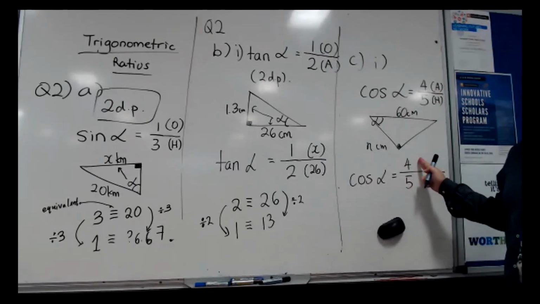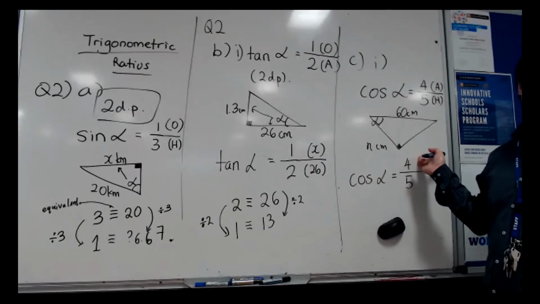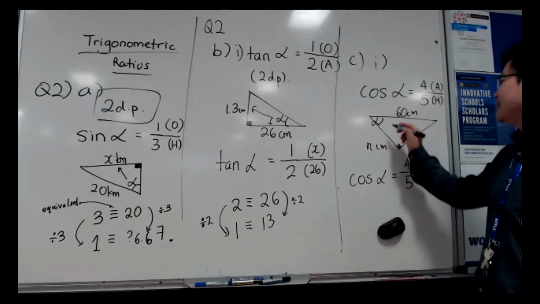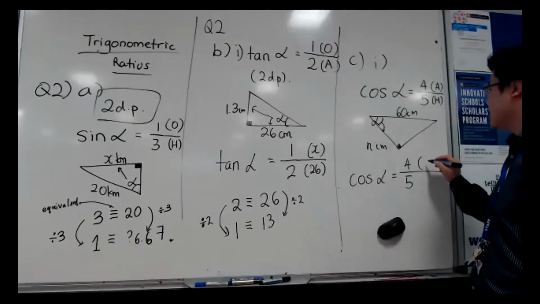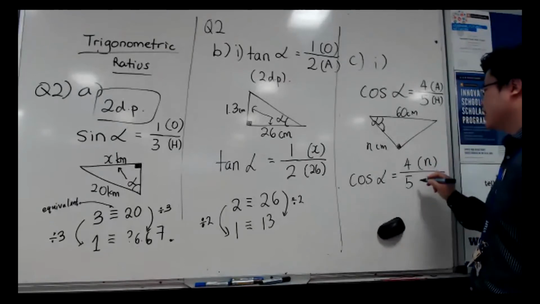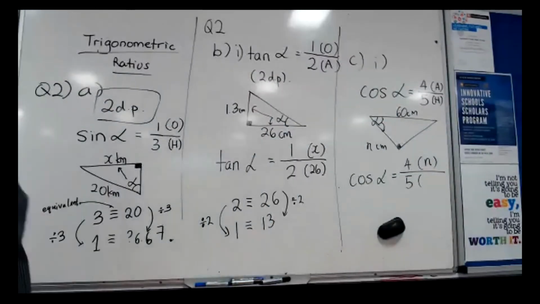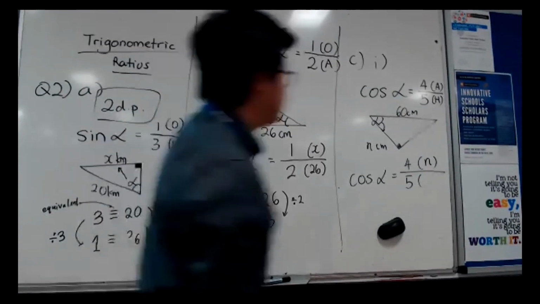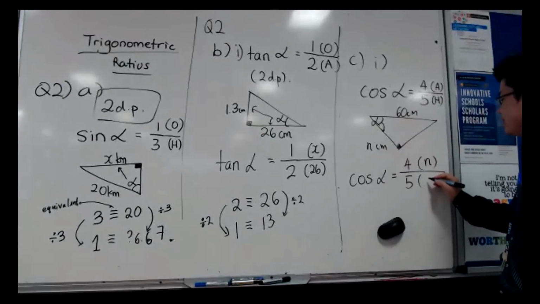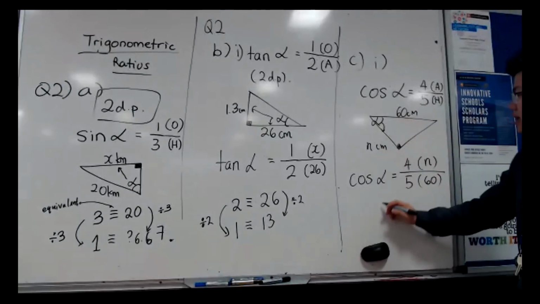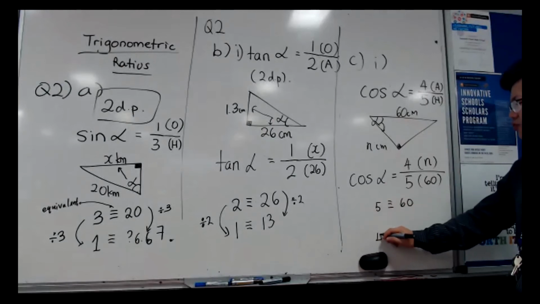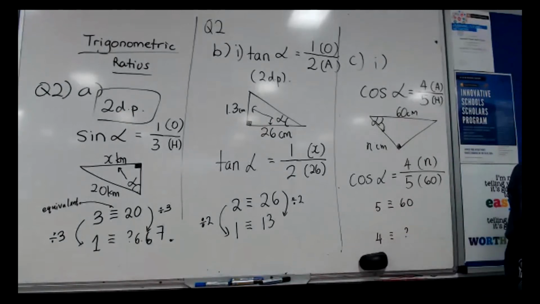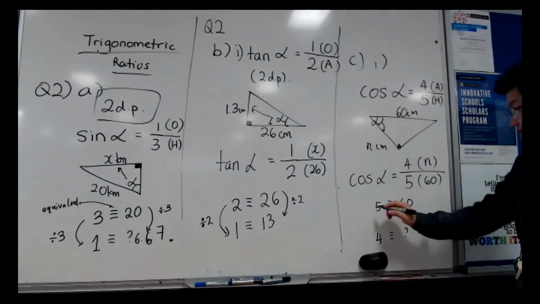Now, that's adjacent. Tell me, which one is adjacent? N. Very good. So n is adjacent. So that is n. Okay. Now 5. What about hypotenuse? 60. Very good. So if 5 is equivalent to 60, what about 4? That's n. That's what we're looking for. 5, that's 1.